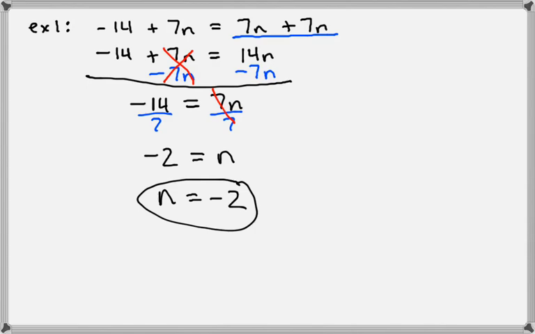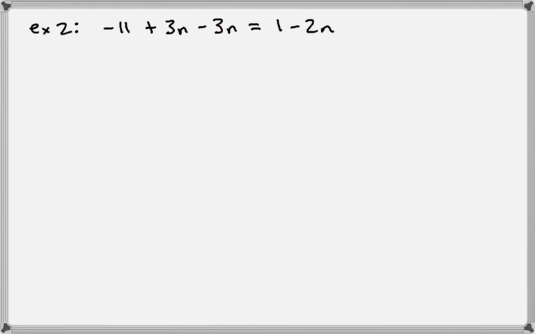Let's look at a second example. In this example, we have negative 11 plus 3n minus 3n equals 1 minus 2n. Look to see if there's any like terms we can combine. In this case, there's a positive 3n and a negative 3n. Those are actually going to cancel out and equal 0, leaving us with just our negative 11 is equal to 1 minus 2n. This now looks like a two-step equation that we've spent quite a lot of time on.